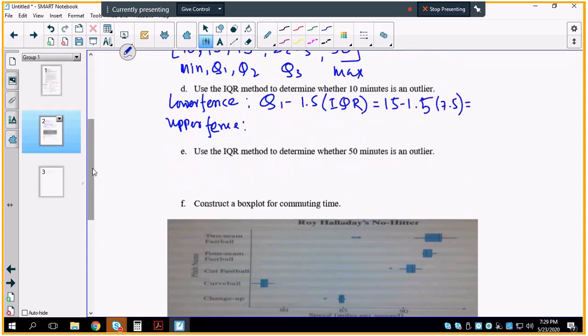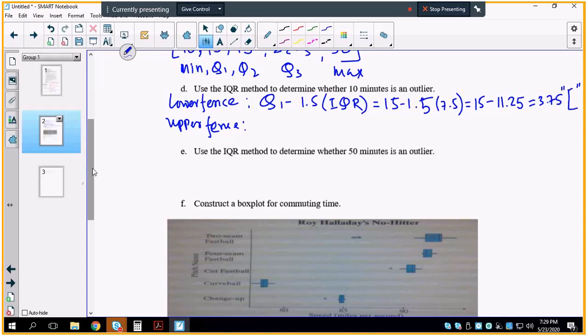So let's see what we get. We get 15 minus 1.5 times 7.5. So 1.5 times 7.5 is 11.25. So I get 15 minus 11.25, which is going to be 3.75. That's the lower fence.